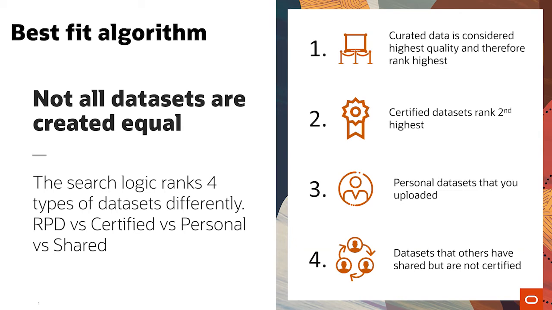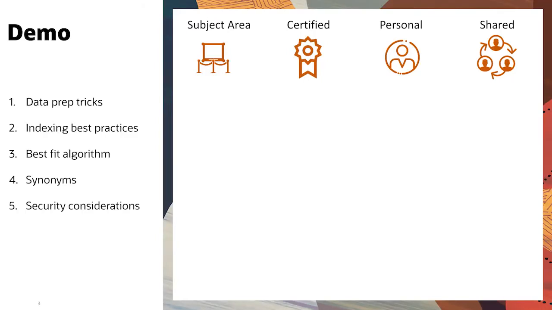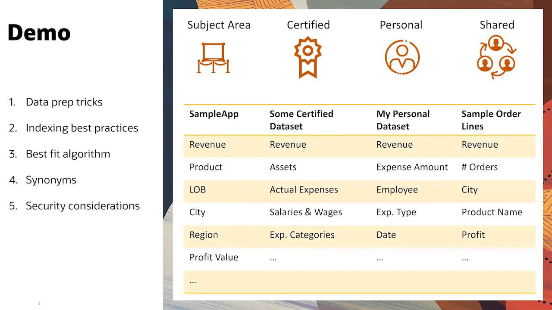So that's effectively the ranking order of data sets. And so let me show you what that looks like in our demo environment. For the sake of this demo, let me tell you a little bit about the data we've got in the system. Okay, we've got a subject area, a certified data set, a personal data set, and a shared data set in our demo environment, and I'll switch to that in a second.